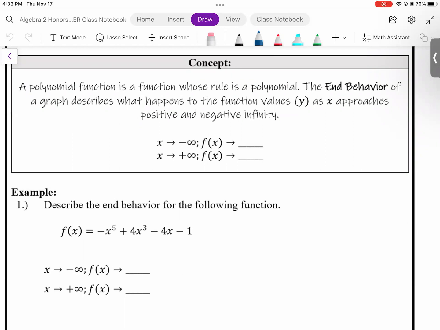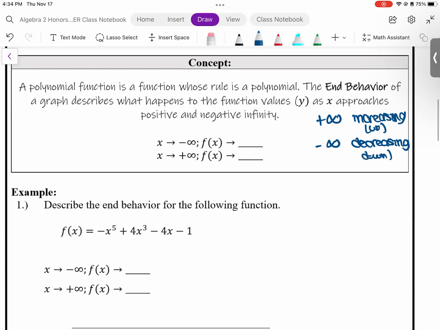And we're usually going to define that by using either positive infinity to say increasing, and we're going to be using negative infinity to describe decreasing. If you want to make it simpler than that, basically your function is going up or your function is going down. That's what positive and negative infinity means.